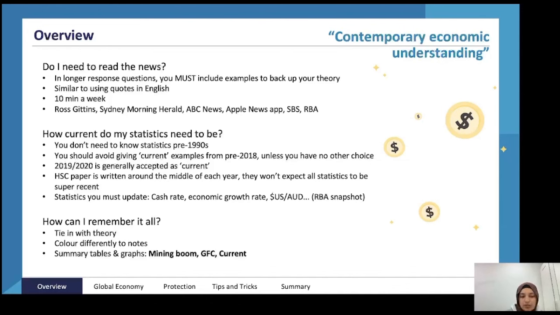The RBA snapshot does a really good job at it, and it's a really nice infographic for you to access. So yeah, that's that. And then how can I remember it all?